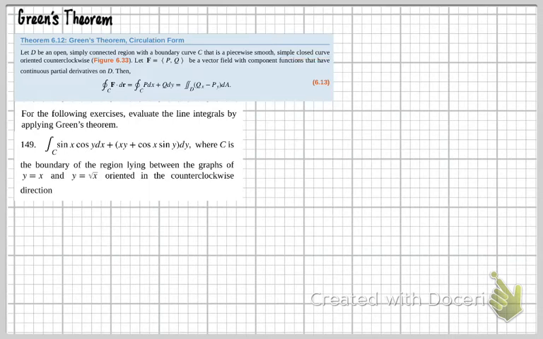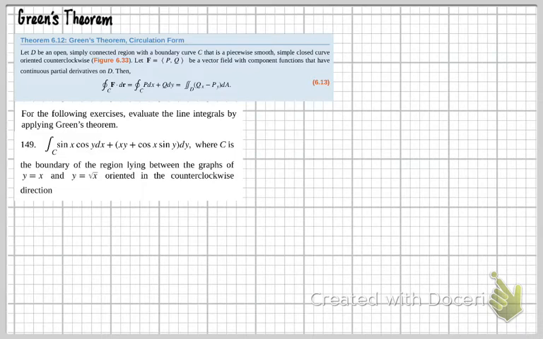The next one here is oriented counterclockwise. So that means it has to go in a counterclockwise direction. So that's the idea here. If it's not counterclockwise, I can't use Green's theorem. So let's go on. We've got a few more conditions here to use Green's theorem.